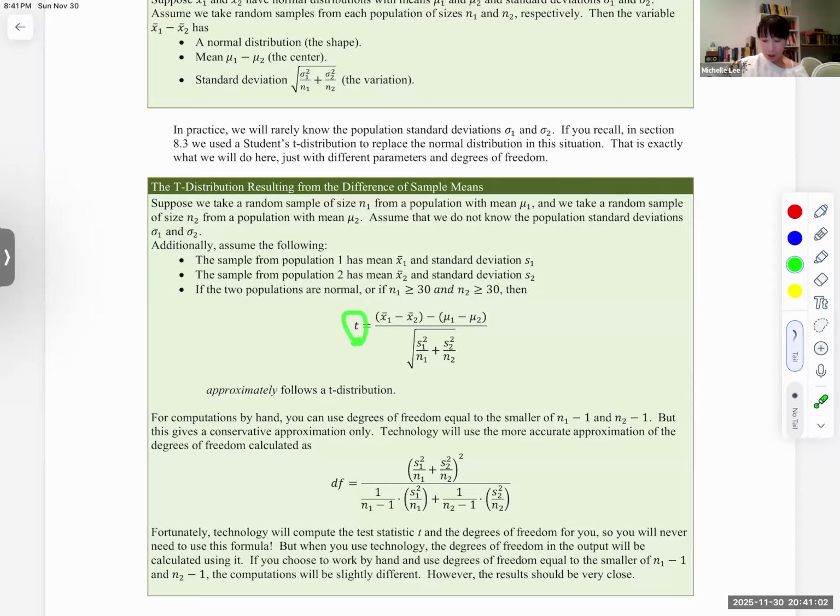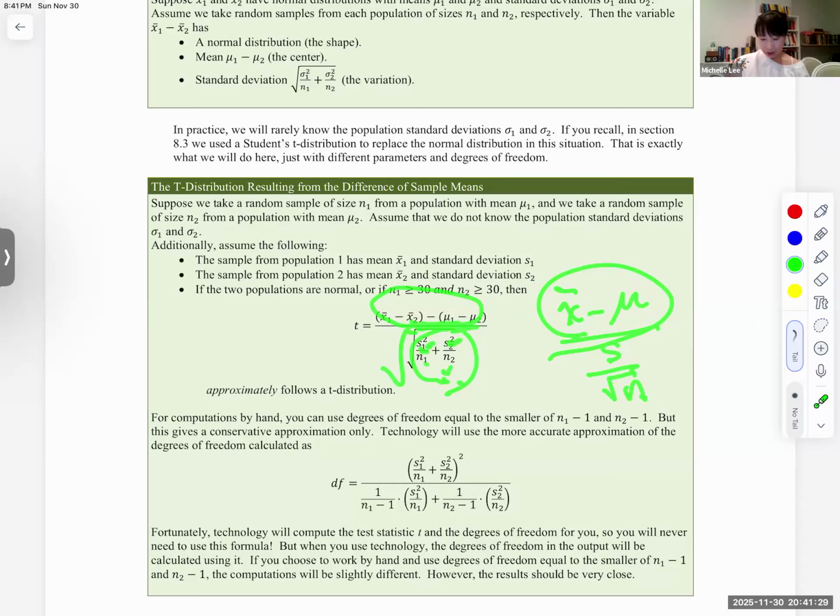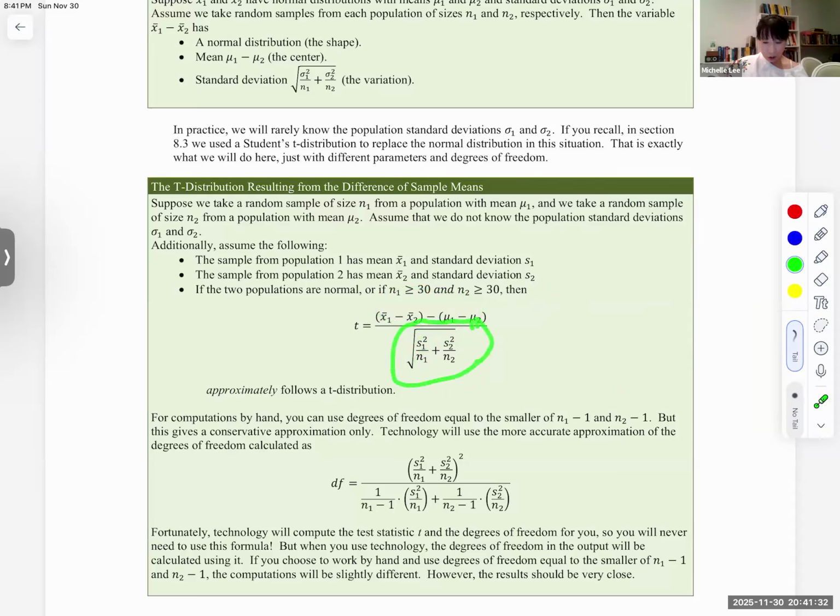Now we have the t-score. Normally we have x bar minus mu over s over square root of n, right? That one makes sense. But this one has two samples, so it has squares inside the square root. We have never seen this kind of formula before. When we use a t-score, sigma is unknown, then we use s. That's how we know, from section 8.3. So this is the t-score.